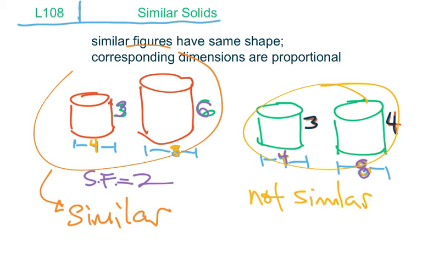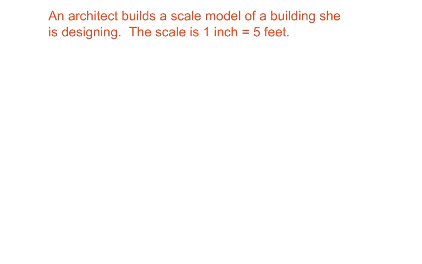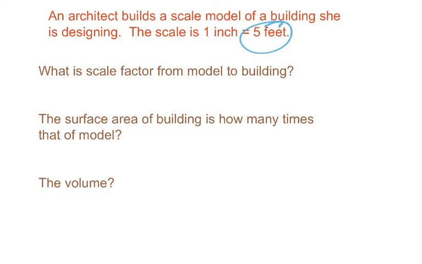And again, it's not really what this lesson is about, but we haven't really talked about similar solids. We've talked about similar figures and things, but the same sort of ideas apply. Corresponding dimensions are proportional. But let's really get into the meat of the lesson here. So they're clearly not similar. Write this down. An architect builds a scale model of a building she is designing. The scale is 1 inch to 5 feet, and we actually have a few questions to deal with here.